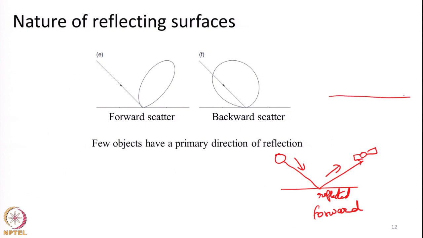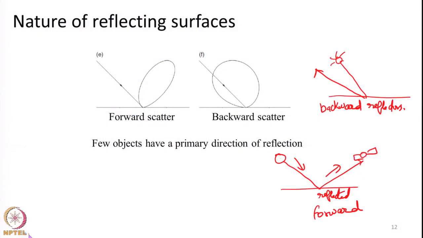Some surfaces, when energy comes in from the sun, reflect most of the energy, the primary direction of reflection, in the same direction in which the sun was. Such objects are called backward reflectors. These surfaces can be specular, diffuse, near specular, near diffuse, whatever, but we are just telling which direction the primary reflected energy is going. If it is going in a direction opposite to the incoming direction, we call it forward reflected. If it is going almost in the same direction as the incoming, we call it backward reflected. What is the real implication of observing a forward reflector and a backward reflector?